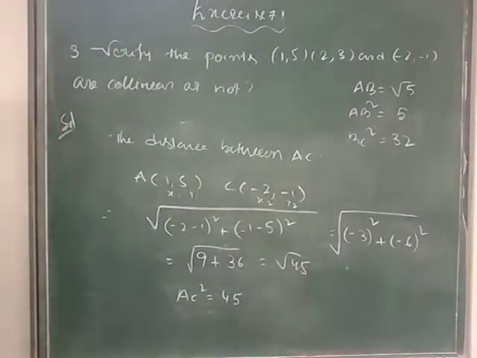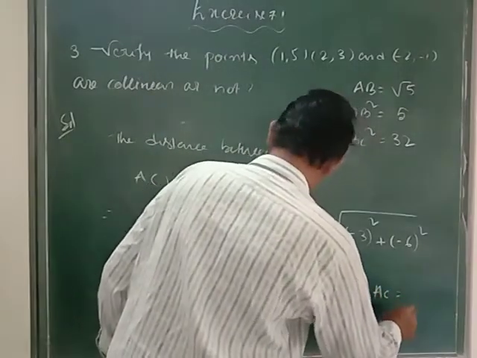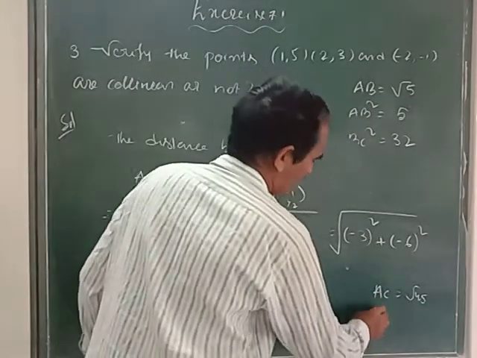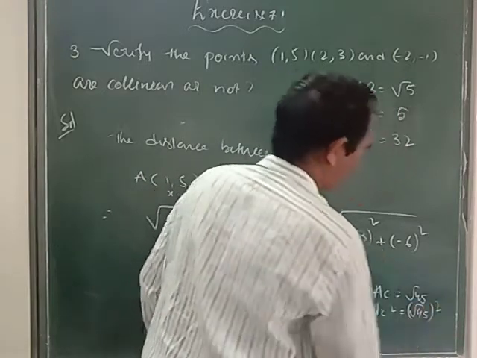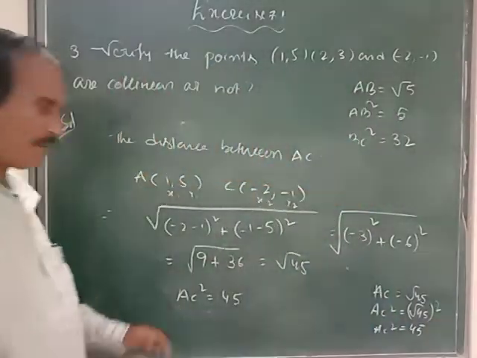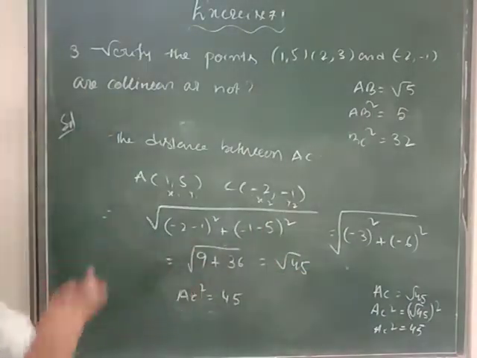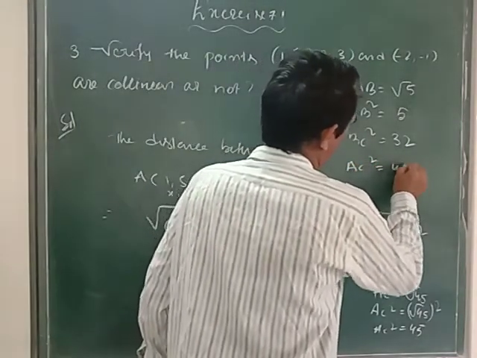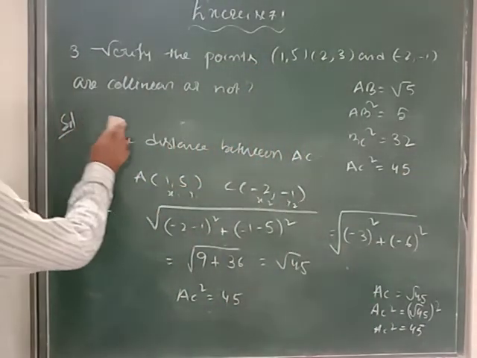Then AC is equal to root 45. Squaring on both sides, the square root cancels, so AC square is equal to 45. Okay, ultimately it will come. No need to write everything, you just have to know that AC square is equal to 45. Are you clear? Now, what to do?